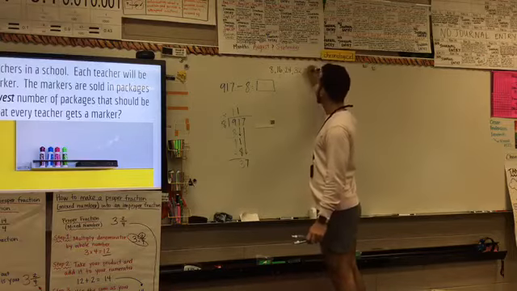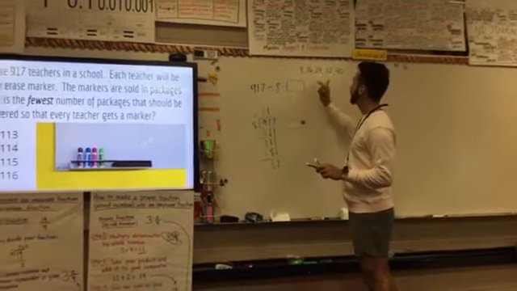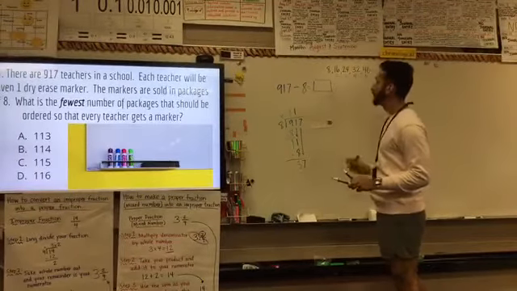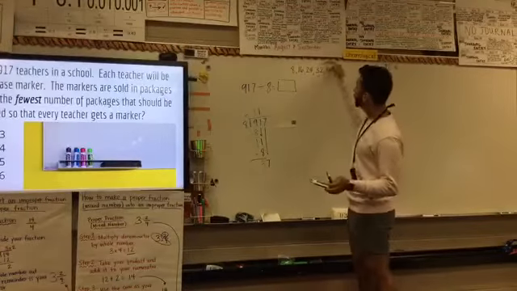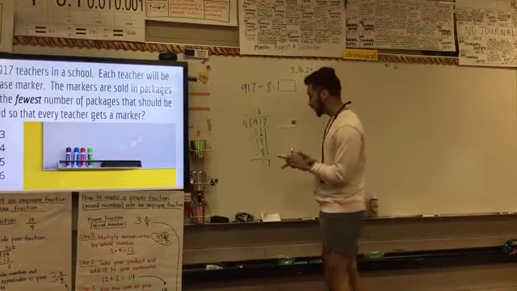32, 40. All right, so this is 1 group of 8, 2 groups of 8, 3 groups of 8, 4 groups of 8, 5 groups of 8. Now notice that 5 groups of 8 goes past 37, therefore you need to go back to the one before, which is 32, and that's 4. So you're going to write 4 up here.